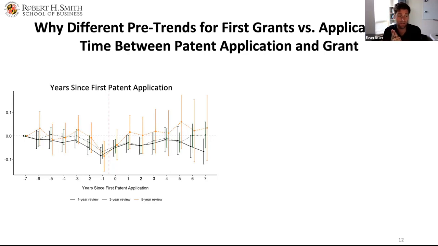So in this graph, it's going to take the yellow group 5 more years to get their patent, right? But you can see that the pattern for everybody is exactly the same, right? They all drop in the year, especially in the year before, it's a very large effect.